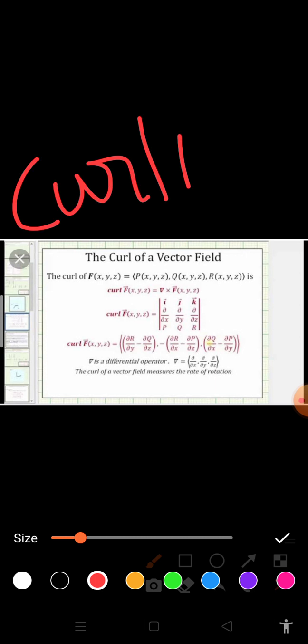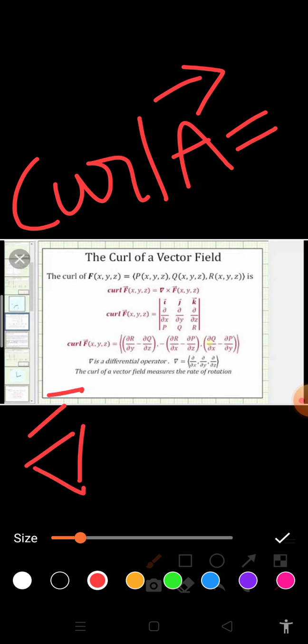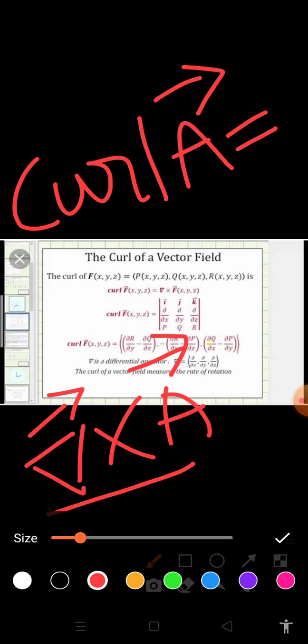For example, if the vector is A bar, or if it is F bar. The curl of a vector field A bar, curl A bar, is also denoted by del bar cross A bar. Curl A, del cross A, or curl A, both are equal. So the curl of a vector field is defined as the maximum line integral of a vector per unit area.